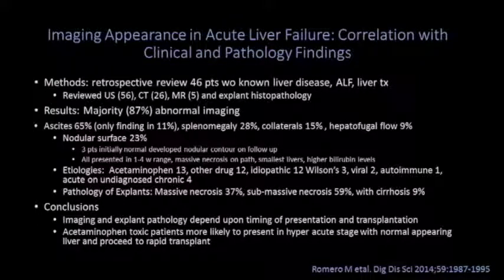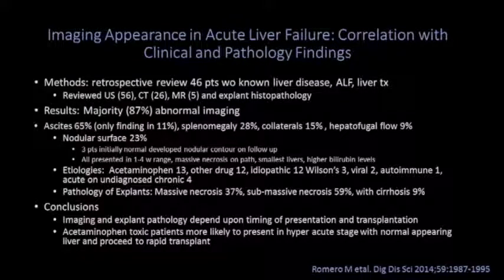A few patients had hepatofugal flow. There was a chunk of patients, about a quarter, who had a nodular surface, and as we've learned, those are going to be the patients who had a longer range of symptoms. The etiologies in their group are, as you can see here, with the acetaminophen being the most common, though there were quite a number of idiopathics and other etiologies, and most of the patients had necrosis on their explants.